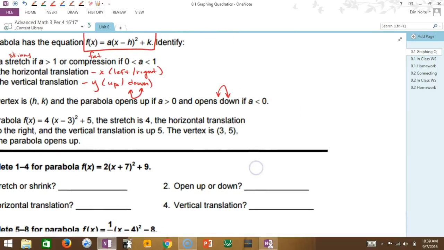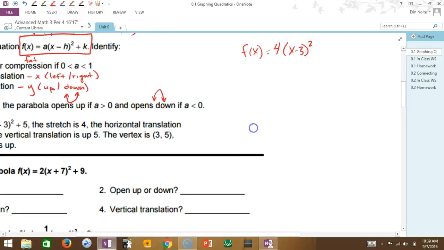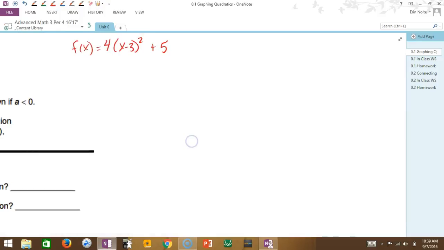All right, I'm going to take this little function, I'm going to draw it over here. Let's see what we got. 4 times the quantity x minus 3 squared plus 5. Okay, so how do we graph this? Let's pull out the obvious information. What's the vertex? 3, 5. Everybody see where she just got that? Literally pulled it straight out. Boom. That was easy.